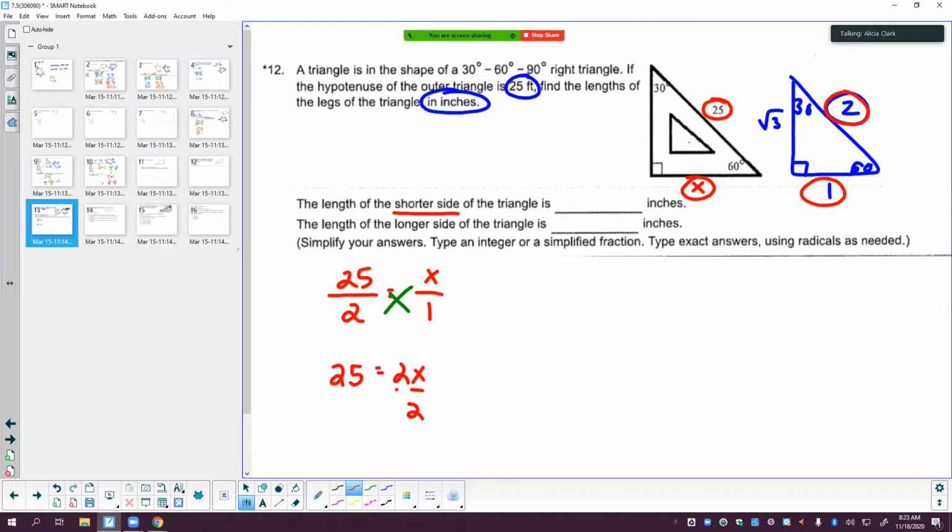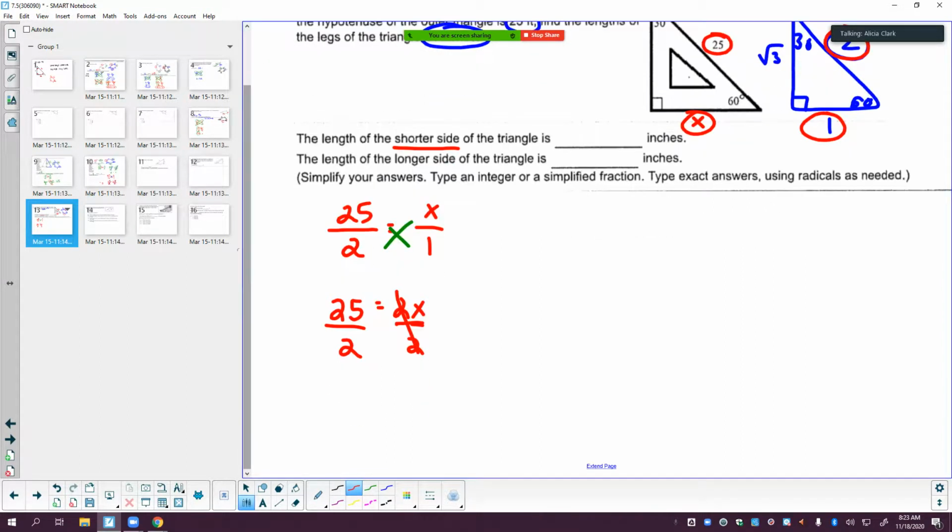If I divide by 2 on both sides, that's going to give me 12.5, which is how many feet long it is. So I have 12.5 feet, but I need it in inches. I know there are 12 inches in a foot, so I'm going to take 12.5 times 12. That's why I'm doing times 12.